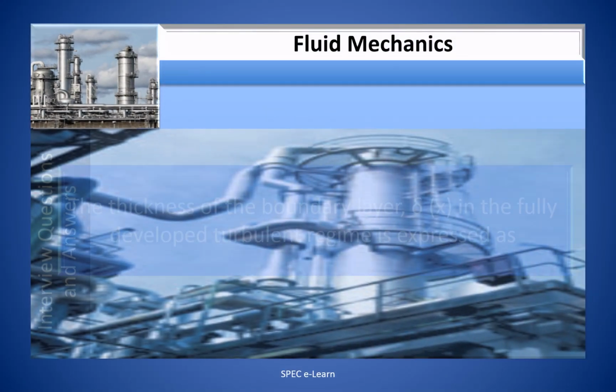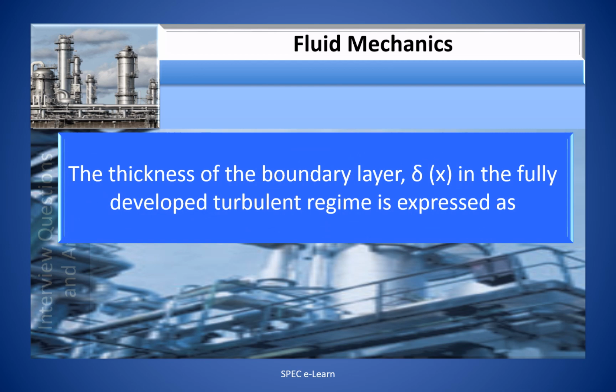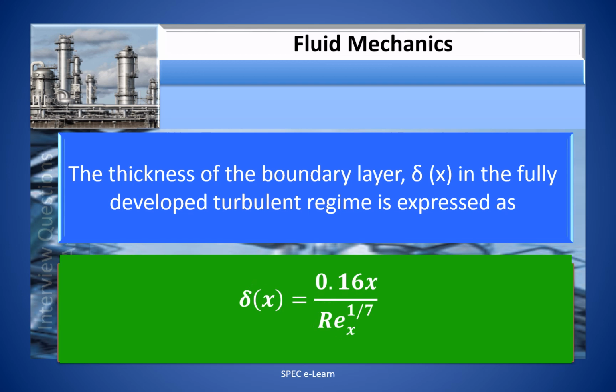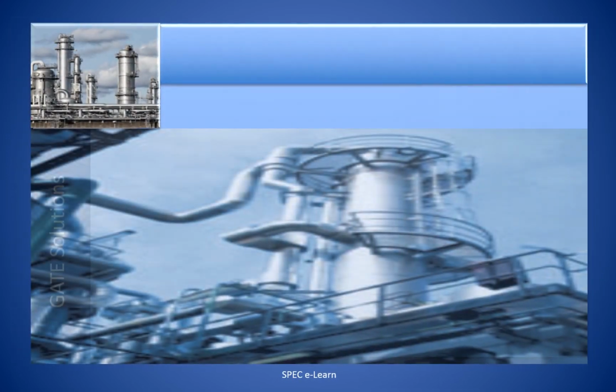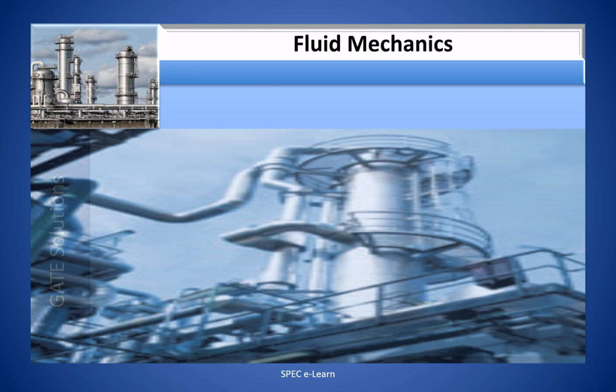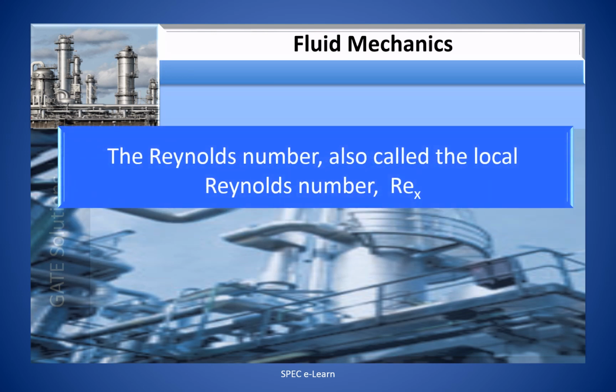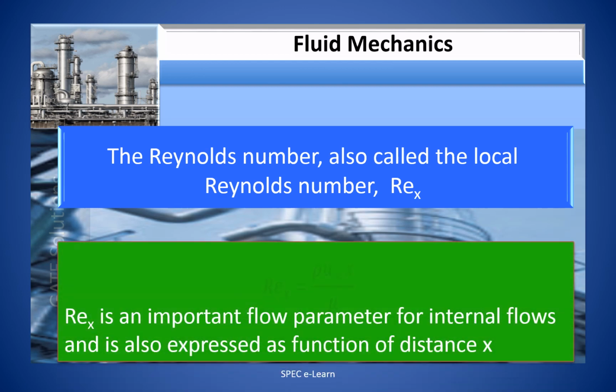The thickness of the boundary layer delta x in the fully developed turbulent regime is expressed as delta x equal to 0.16x divided by Reynolds number to the power 1 by 7. The Reynolds number is also called the local Reynolds number Rex, expressed as Rex equal to rho u x divided by mu. Rex is an important flow parameter for internal flows and is also expressed as a function of distance x.